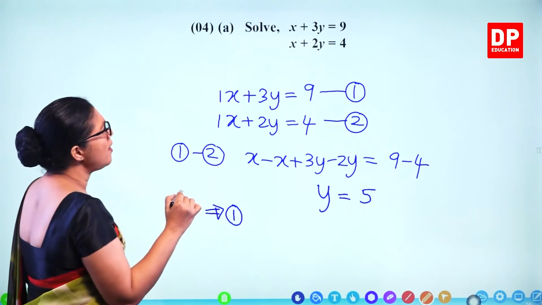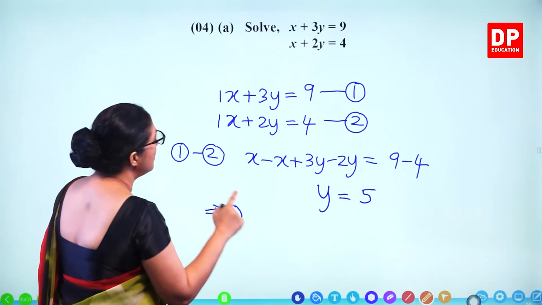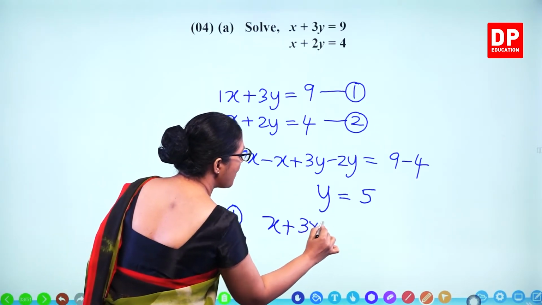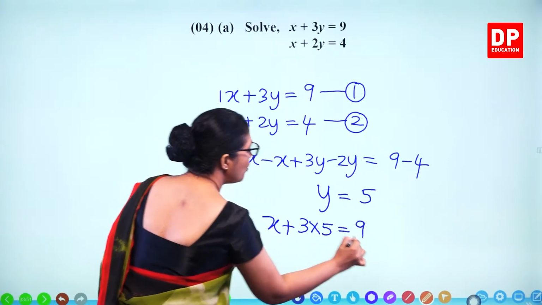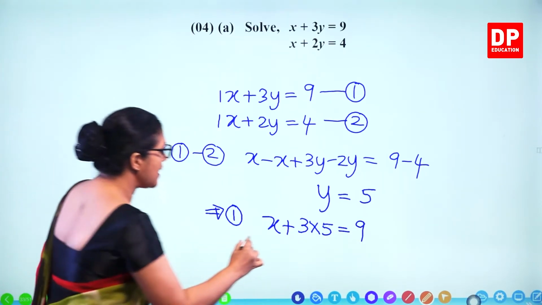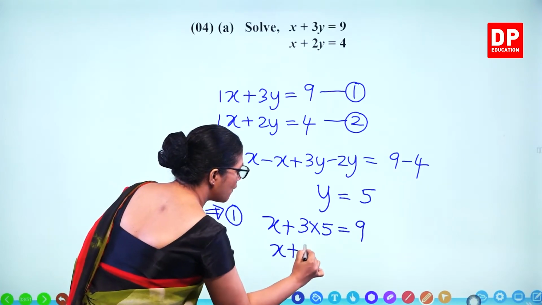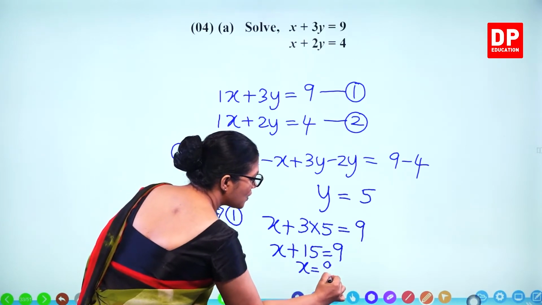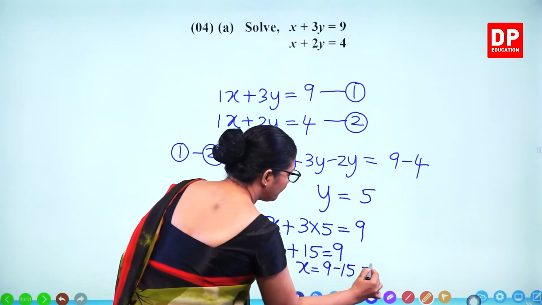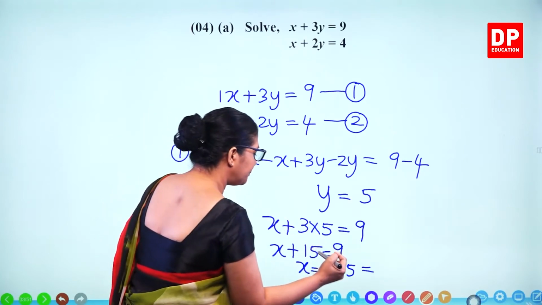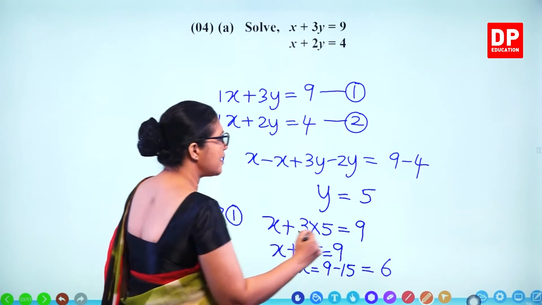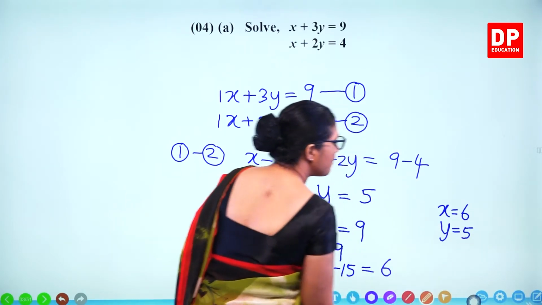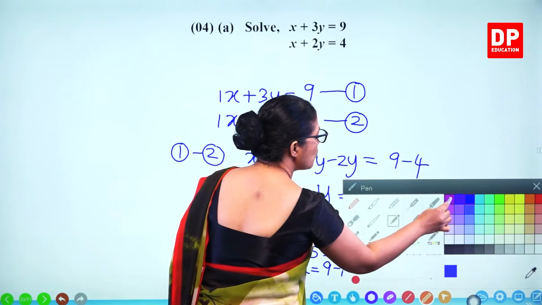I'll take the first one and you can substitute there. x plus 3y, 3 times 5, is equal to 9. So what is x? x plus 15 is 9. x becomes 9 minus 15. What's the value? Minus 6. So x equals minus 6 and y equals 5. So those are the 2 solutions.